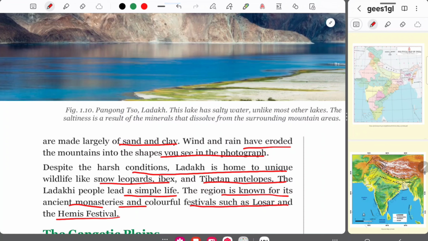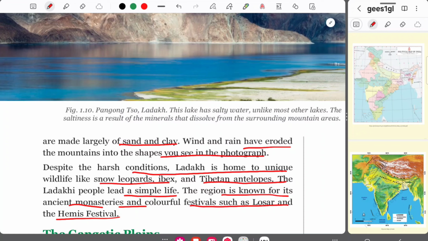Despite there being very harsh conditions in this Ladakh area, you will find human settlement. Ladakh is home to several unique wildlife as well, like snow leopard, ibex, and Tibetan antelope, a kind of antelope from the deer family only. And the Ladakhi people lead a very simple life, and this region is famous for its monasteries, as we have seen in the images in our previous class also.